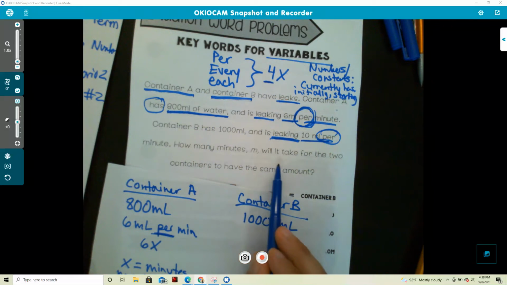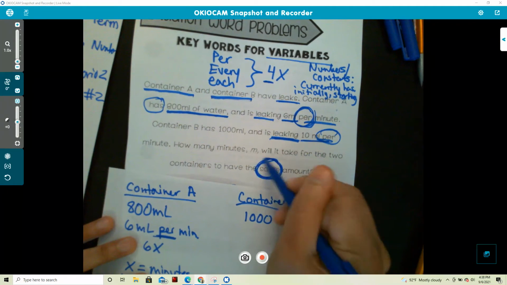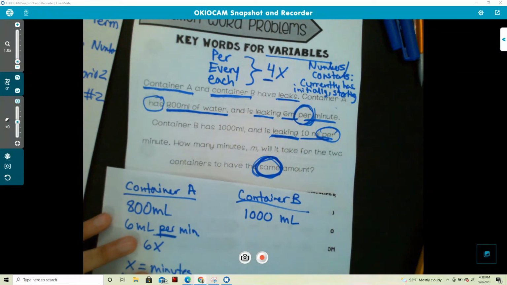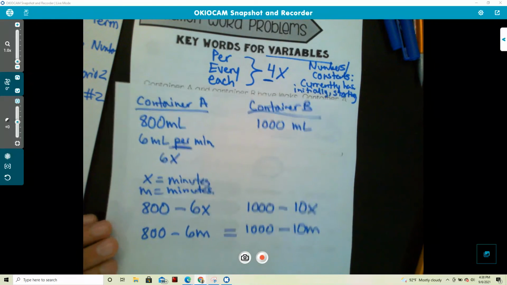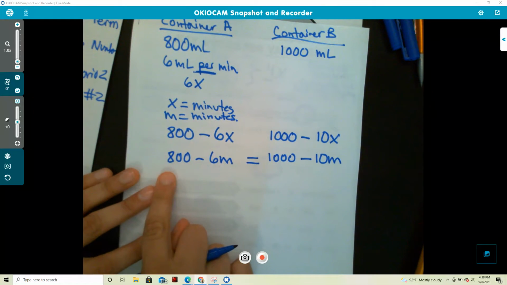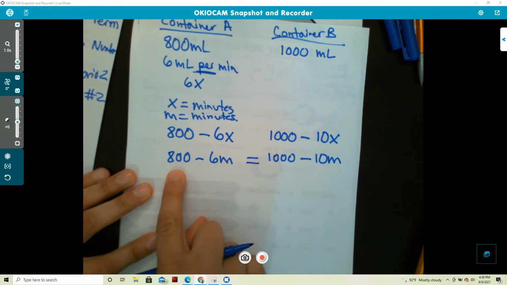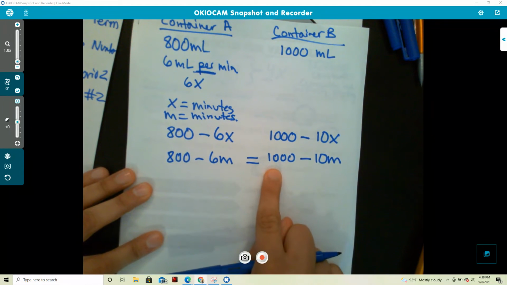So how many minutes M will it take for the two containers to have the same amount? So there's our keyword, the same amount, which tells us which relation we're going to use. If we want to know when they're going to have the same amount, we're going to make that equal to each other. So all you do is set up the equation, the variable and the constant, equal to scenario number 2, variable and constant.